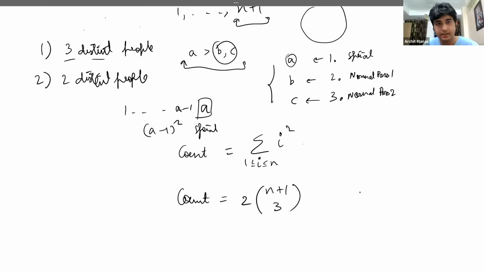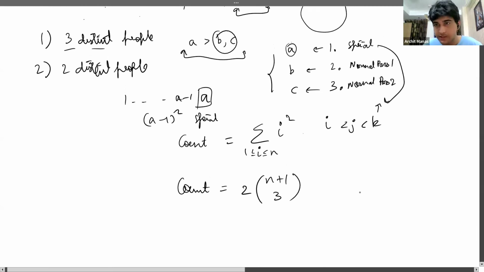So we need to multiply by two here. Let's say you select I, J, K, with I less than J less than K. These are distinct people. So K must be the person who gets the special pass. And now normal pass one and normal pass two, you can decide between I and J. So I gets pass one and J gets pass two, or the other way around. So you have two times n plus 1 choose 3 ways from case one. The other case is that you have two distinct people.